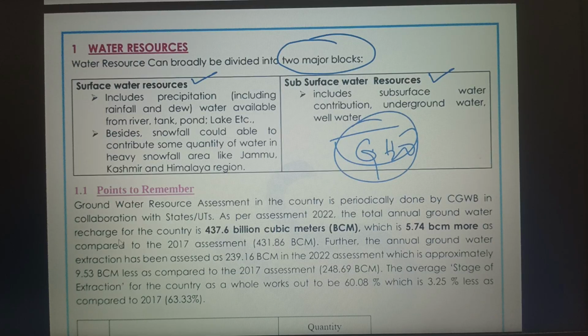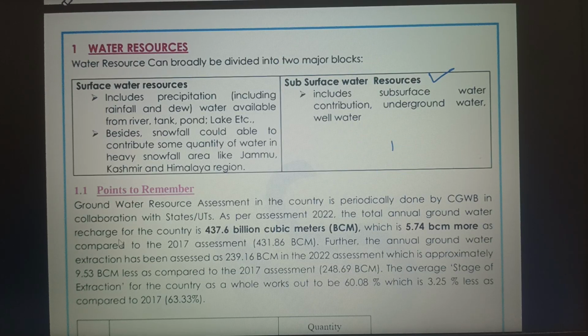So this is the first topic that they have given in this syllabus: what are the water resources? So the first topic is clear. It is a very simple concept that two types of resources are there, the surface and the subsurface water resources.